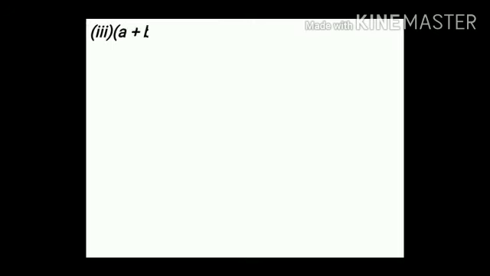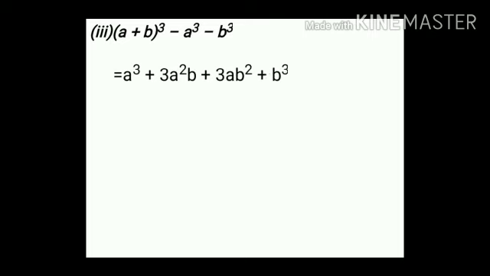Now question number 3. (a plus b) the whole bracket raised to cube minus a cube minus b cube. Here, children, (a plus b) the whole bracket raised to cube formula is there. So same, children, we expand that formula equal to a cube plus 3a square b plus 3ab square plus b cube minus a cube minus b cube. Okay, children, just we have to expand the formula. Now do the cancellation. Now what remains here? 3a square b plus 3ab square. This is the answer, children.